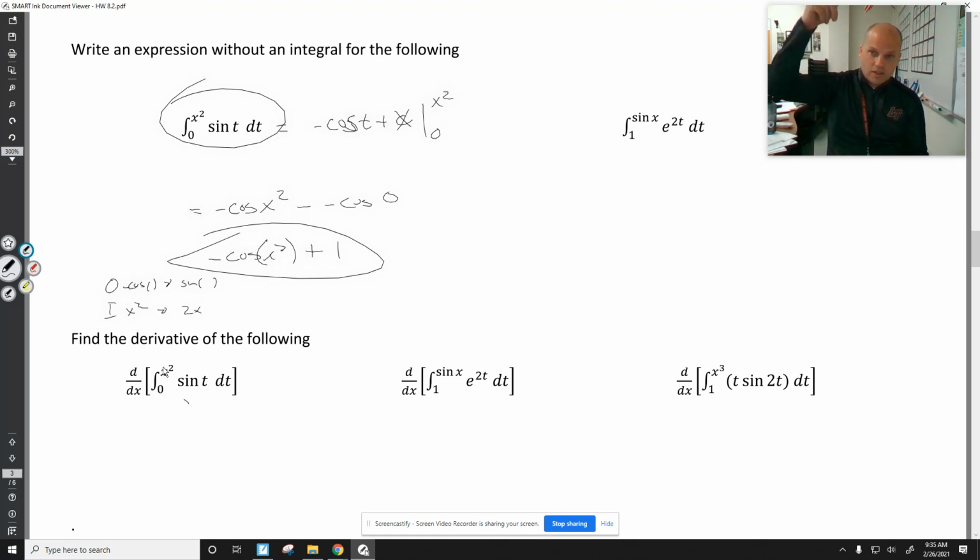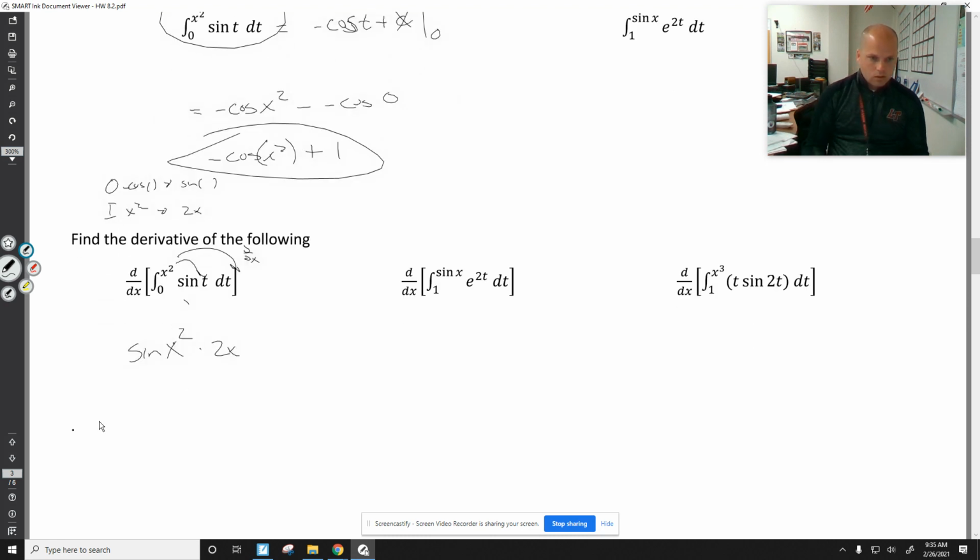So if you did the previous three problems, it's like, oh, it's easy. If you're taking the derivative of the integral, just the x replaces the t. So the x squared is going to replace the t. But then I need the derivative of the x squared after it because of the chain rule. Now, what about this 1, which comes from the 0? It goes away. It's the same thing as the number not mattering.